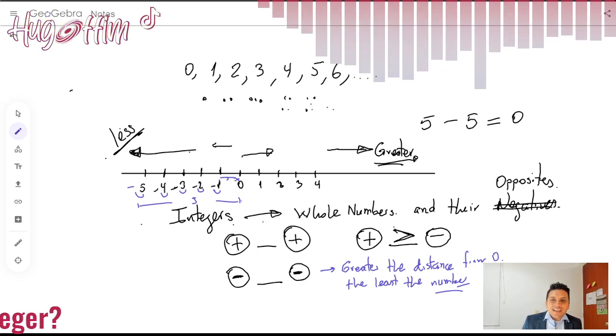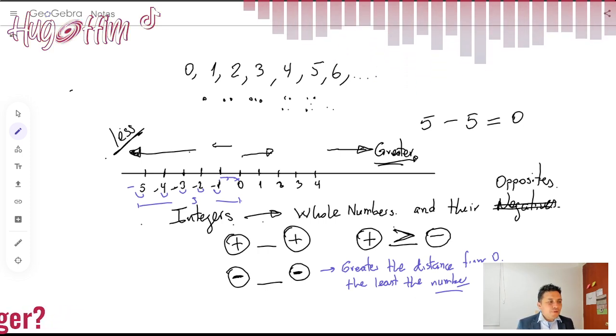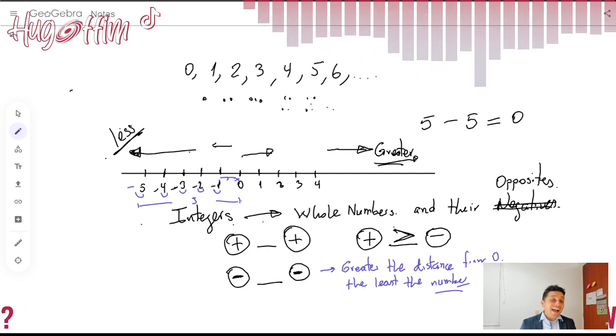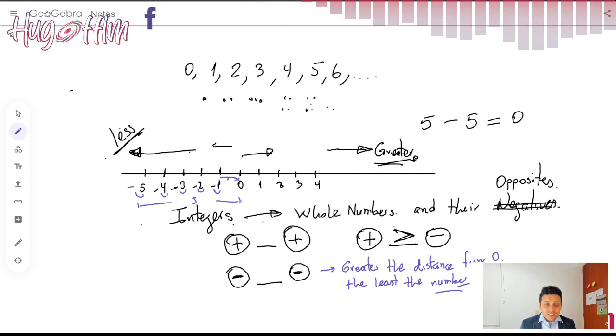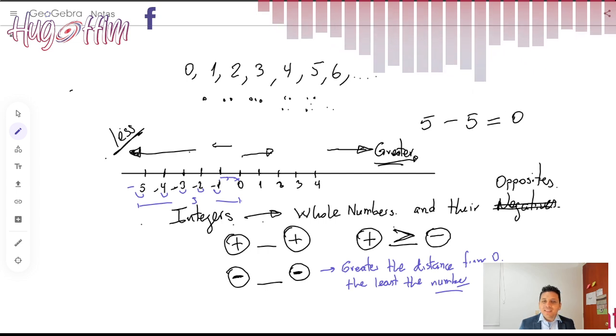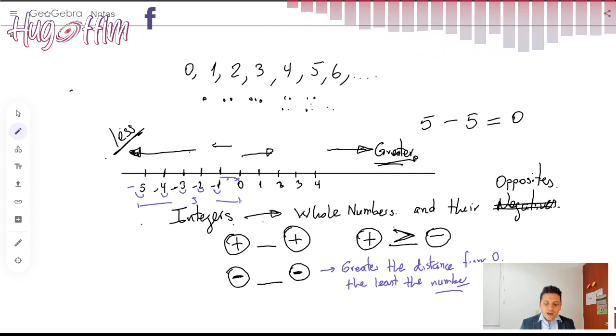And look at that, it comes with the word opposite that I was telling you. If it's opposite, so the higher the number in value, in distance, not with the sign, the least the number will be. And this is how you can compare numbers.